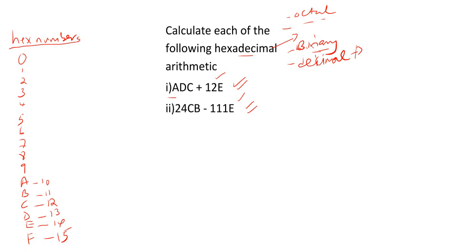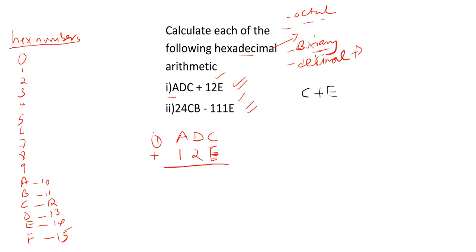we have the first one. We are given ADC, and this is being added to 12E. So this is how you do it. Here we add each digit, and if there is a carry, we carry, and so forth. So in the first column, we are adding C and E.